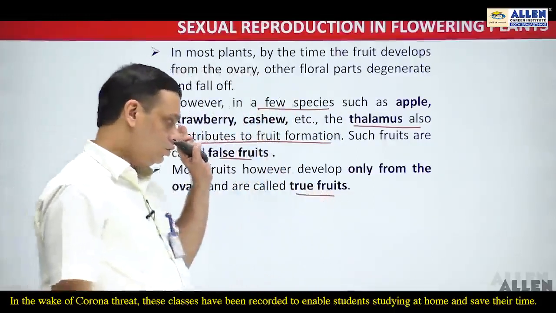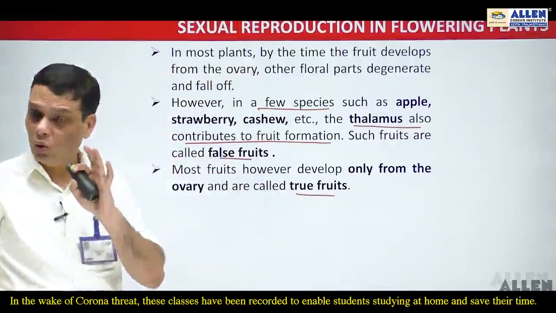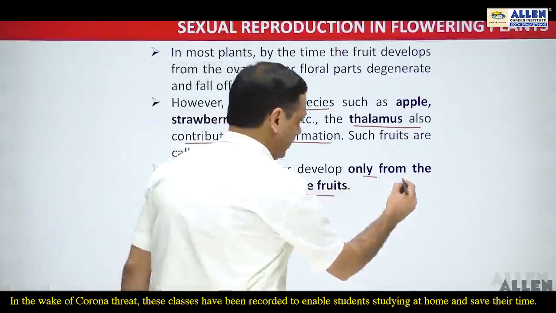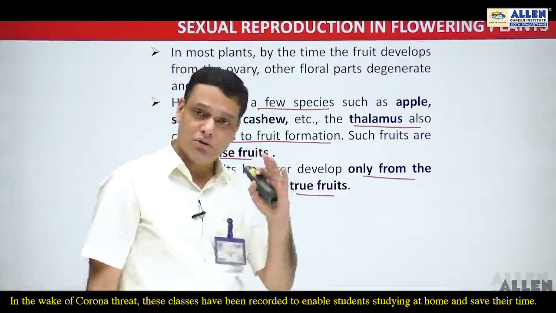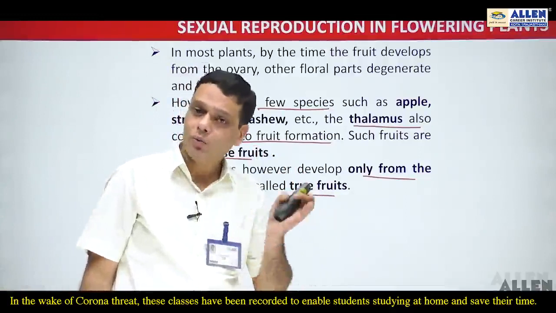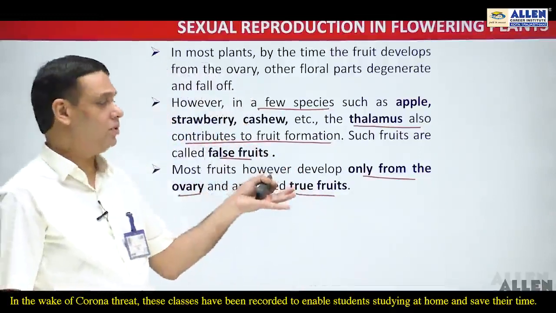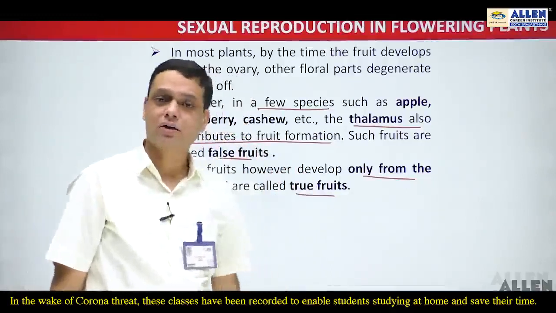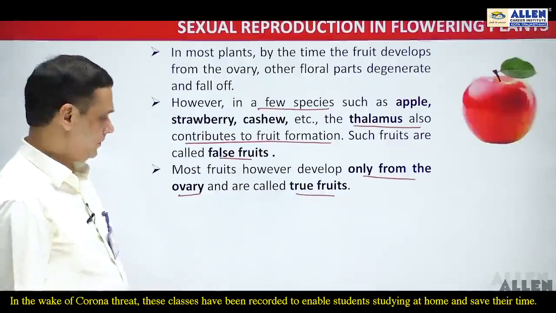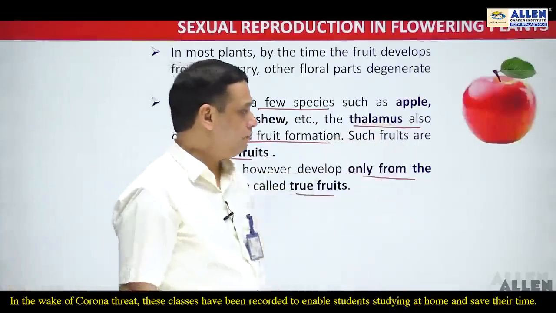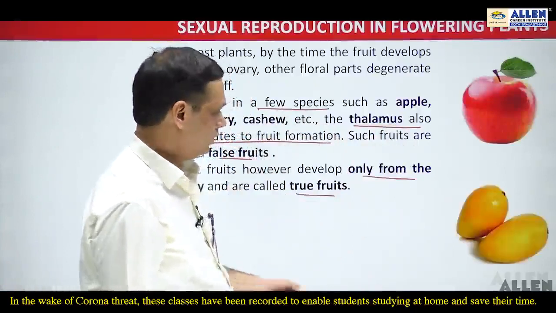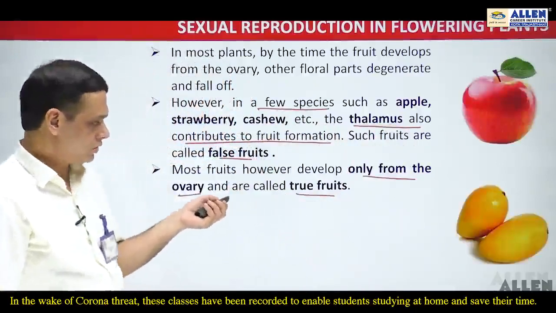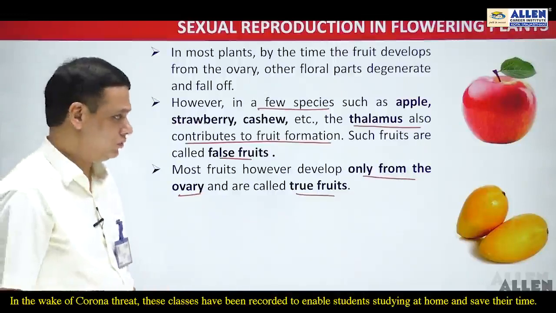Those fruits which get developed only from the ovary are true fruits, and those fruits which develop from any plant part along with the ovary, for example the thalamus, are false fruits. So this is the apple, one of the false fruits, and these are the mangoes, which are examples of true fruits.